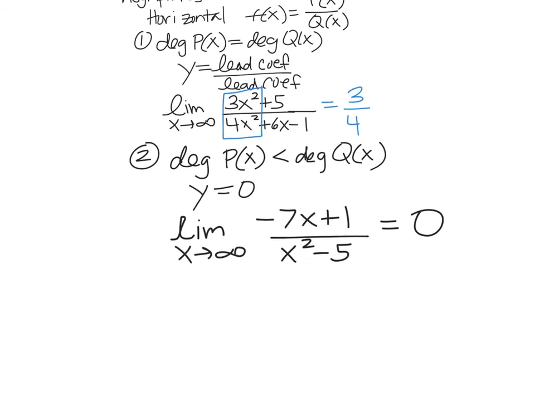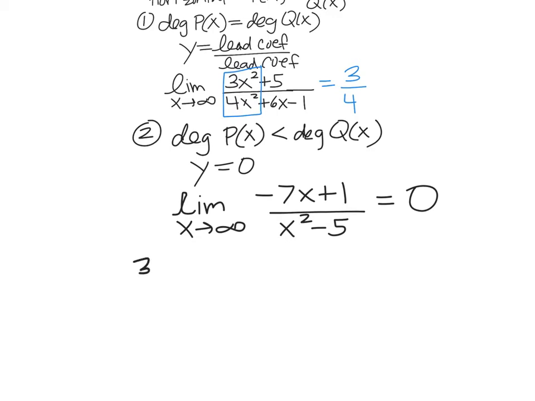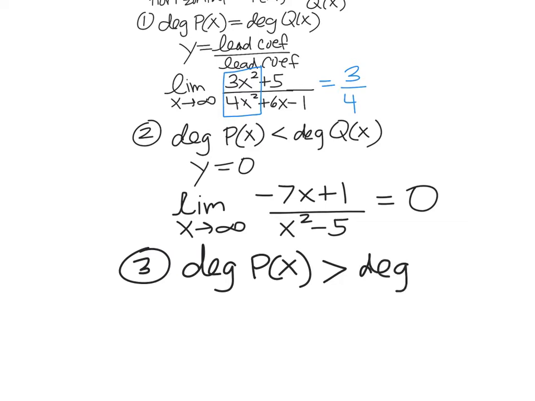All right, and then finally, the third case would be something like the degree of p of x is now greater than the degree of q of x. Oopsie. Sorry. Q of x.